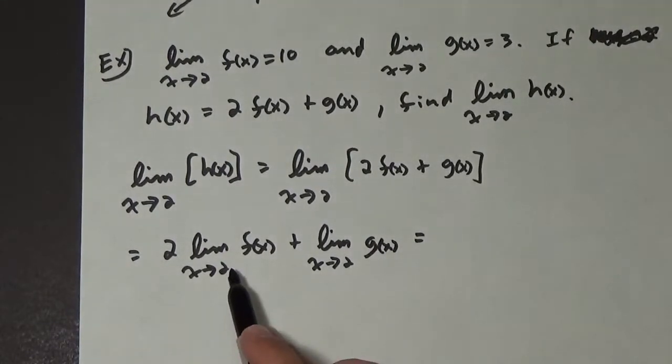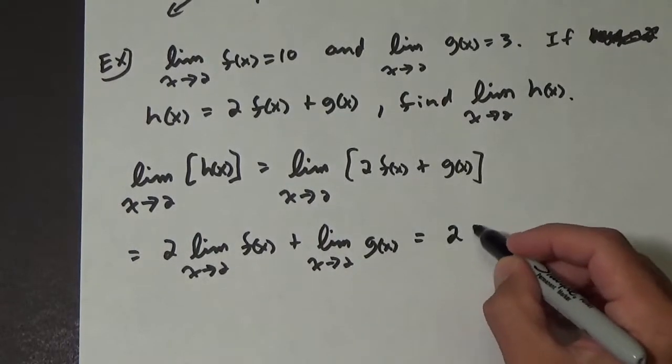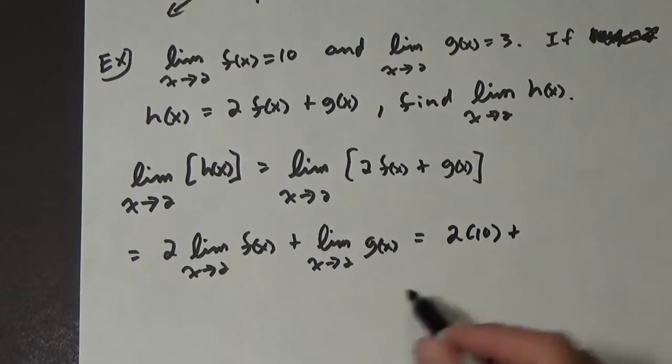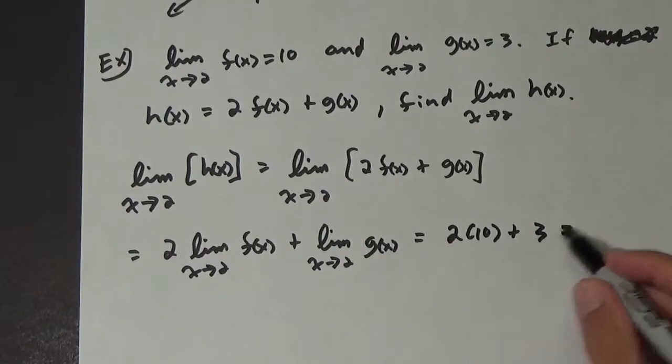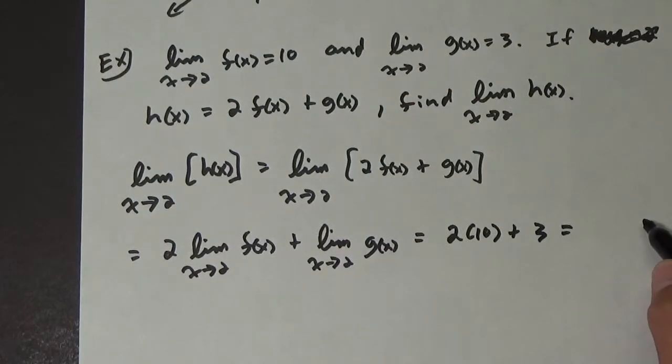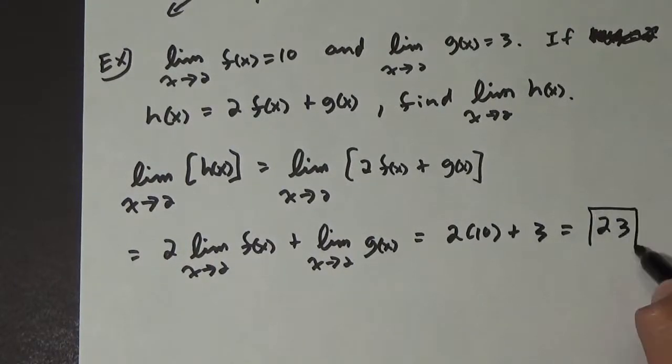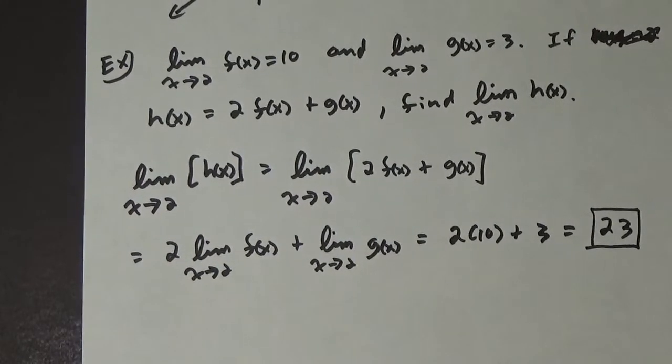We know that the limit as x approaches 2 of f of x is 10, so we're going to have 2 times 10 plus the limit as x approaches 2 of g of x, which is 3. And so we end up with 23. All right. So this is a fairly simple problem.